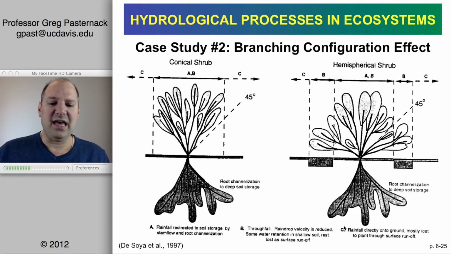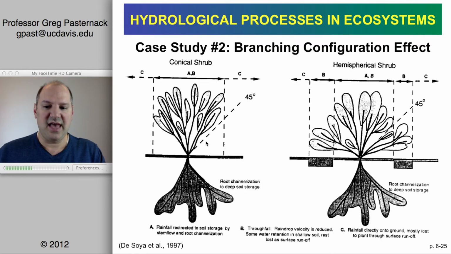So here's a concept. This isn't the data. These are two contrasting ideas of how this study might go. On the left is a conical shrub. In a conical shrub, you can see that there is a 45-degree angle between the ground and this line. And the conical shrub pretty much has its canopy above that 45-degree line. And so with that conical shape, water is preferentially captured in the canopy and funneled down as stem flow and then down into the root with root channelization to deep soil storage.